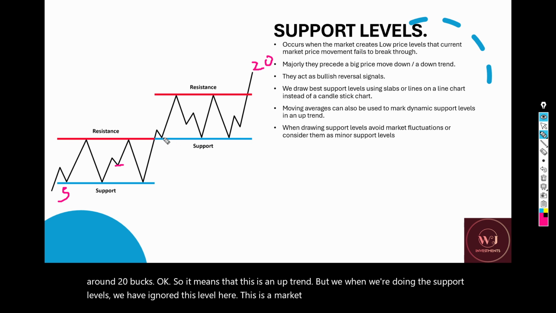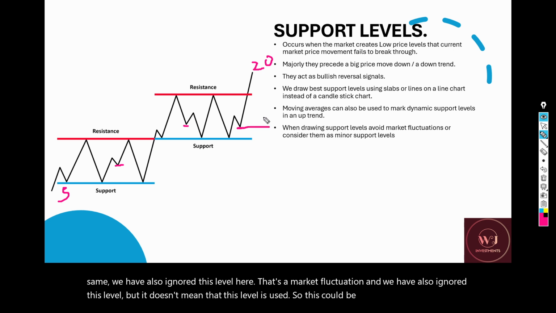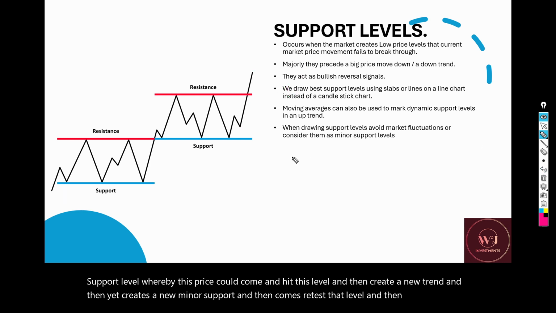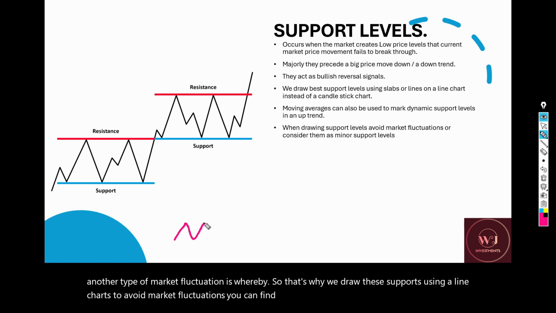And then on that same chart, we have also ignored this level here. That's a market fluctuation, and we have also ignored this level. But it doesn't mean that this level is useless. So this could be considered as a minor support level, whereby this price could come and hit this level and then create a new trend. And then here it creates a new minor support, and then comes to retest that level and then moves high. So another type of market fluctuation is whereby, so that's why we draw these supports using line charts, to avoid market fluctuations. You can find that a market is in this format.